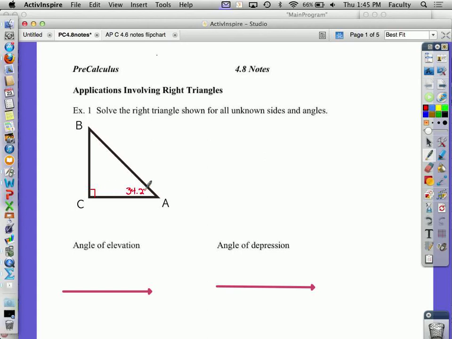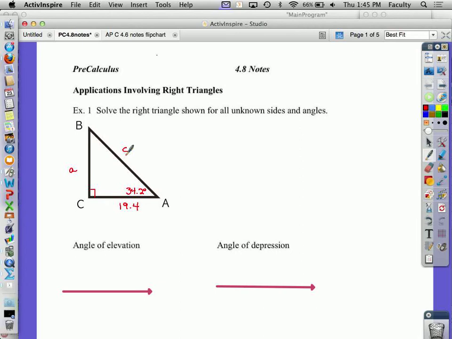Angle A is 34.2 degrees. Side B is 19.4. It says applications involving right triangles. Again, you guys do your best to multitask, checking your answers and following the notes. Worst case is you can watch the video again. Example 1 says solve the right triangle shown for all unknown sides and angles. So you do need to fill in what I have in red up here because your handout did not have the givens.